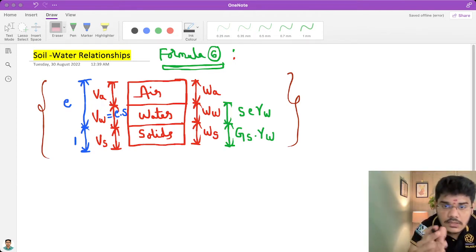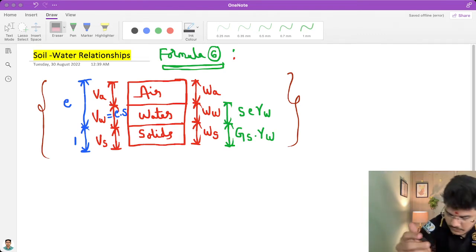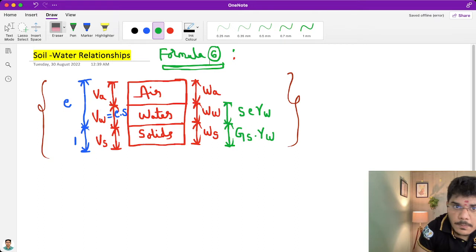Actually, in the bulk unit weight derivation itself, I showed the relationship between gamma d and gamma t, and also that gamma d is equal to gamma t by 1 + w. That relationship I showed in the last video. But in this video, once again I will derive it. So this is gamma suffix d.